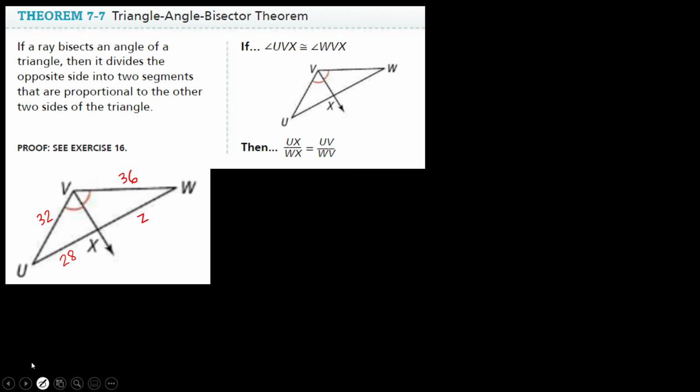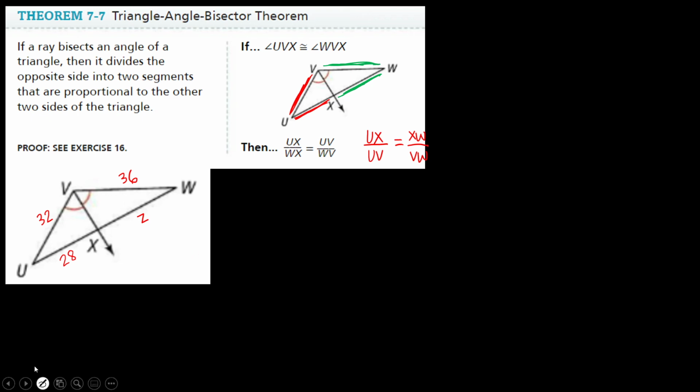So taking that apart really quick, you've got a ray in this diagram. Ray VX is bisecting this angle, angle UVW. It created 2 congruent angles here. So what this angle bisector did was it made the ratio of UX to WX proportional to the ratio of UV to WV. You could also write this proportion as UX over UV is the same as XW over VW. So it's pretty neat. So the ratio of these sides is proportional to the ratio of these sides here.